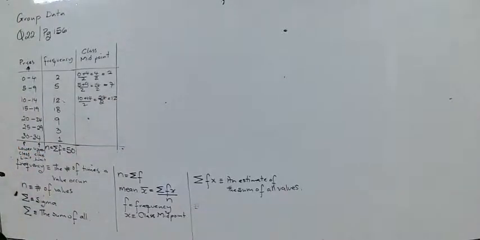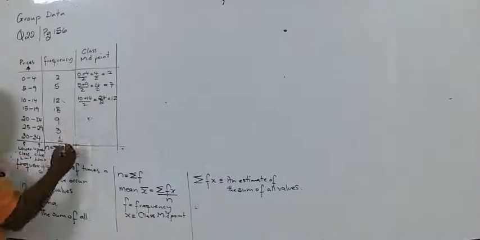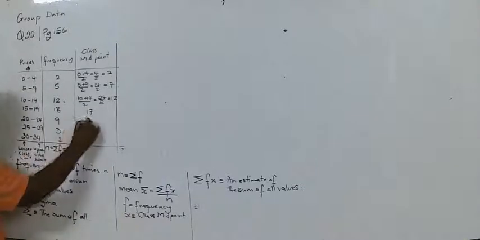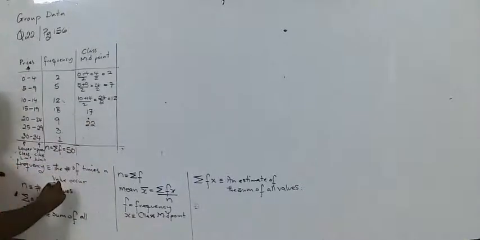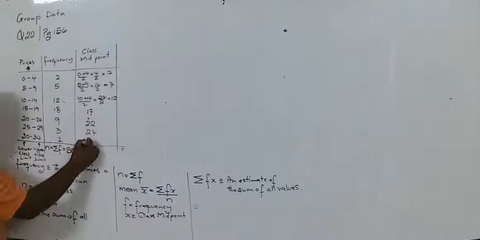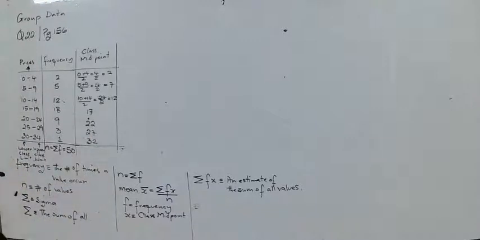Now, the class midpoint goes up by what? A fixed amount. And by the first 3 values, you can tell it's going up by how much? It is going up by 5. So what will be the next one after 12? 17. The next one after 17? 22. After 22? 27. After 27? 32. Alright? So this is the class midpoint.